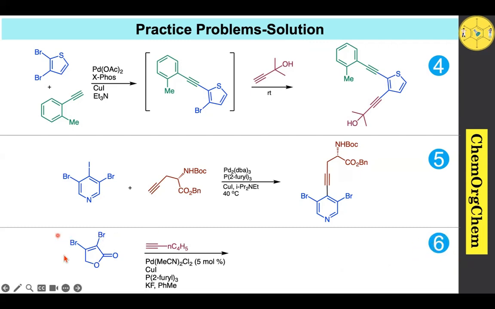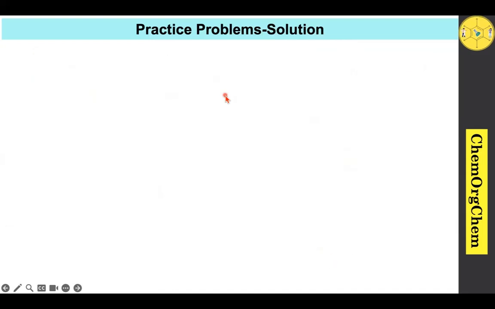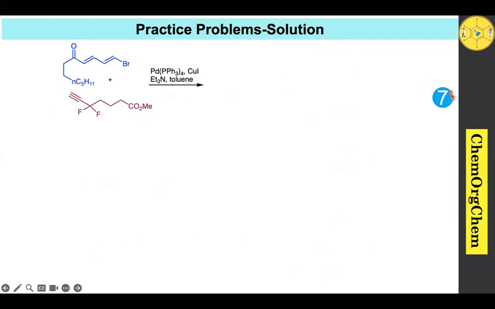This problem is also based on regioselectivity in the Sonogashira cross-coupling reaction. Now you see this substrate has two bromide substituents. Let's think about which position has the more electrophilic nature. Based on that, this position is more electrophilic because a carbonyl is also present here. Therefore, coupling takes place especially at this position with this terminal alkyne to produce this corresponding product. So let's move on to our seventh practice problem.